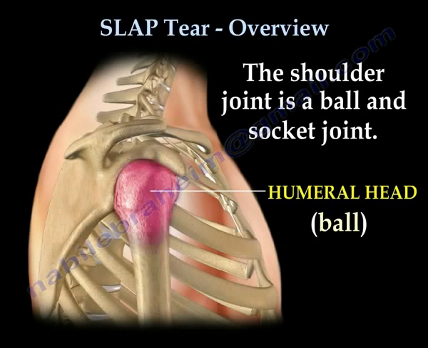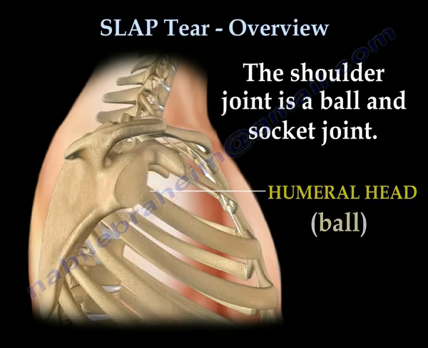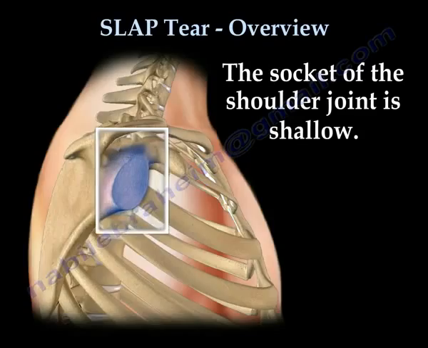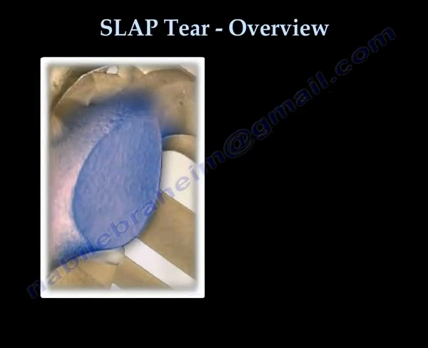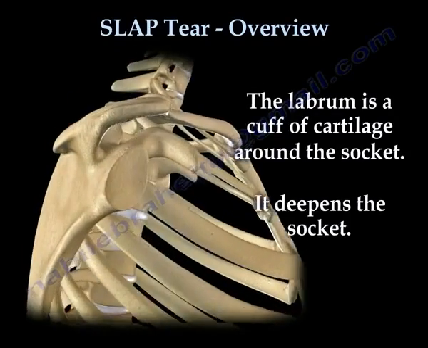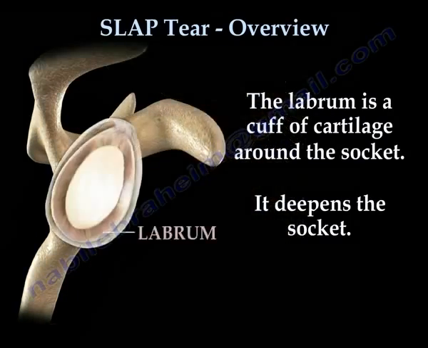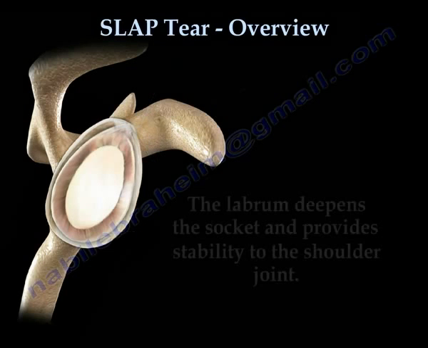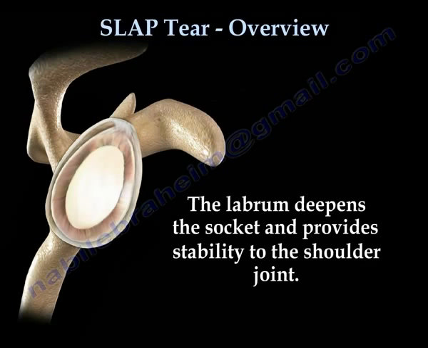SLAP tear overview. The shoulder joint is a ball and socket joint. The socket of the shoulder joint is shallow. The labrum is a cuff of cartilage around the socket. It deepens the socket. And the biceps tendon inserts into the top of the labrum.